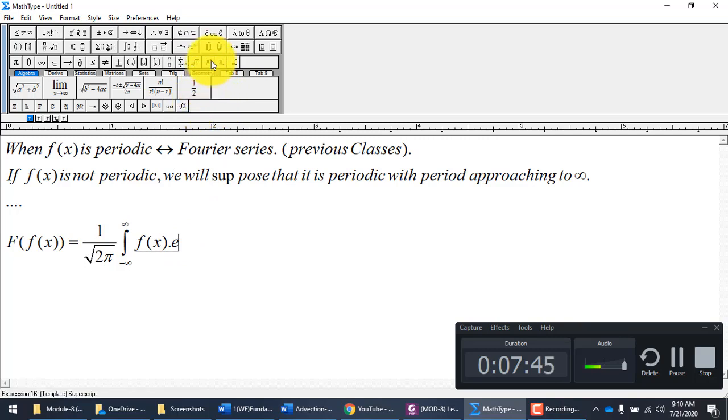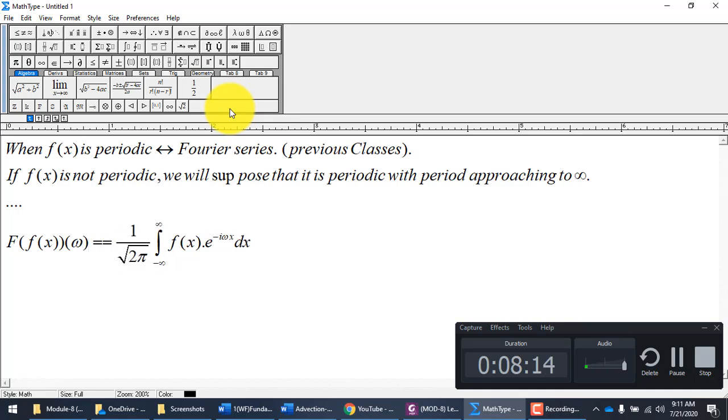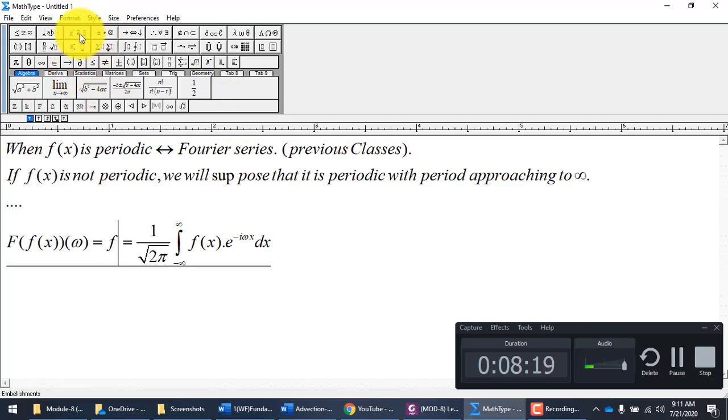If you remember, the kernel of the transform for the Laplace transform was e to the power minus st. Now the kernel is e to the power minus i omega x, this is the transform kernel, dx. This is the actual definition, and the variable of the transform, in Laplace we used s, and in Fourier transform we will use the variable omega throughout the discussion. The short notation for Fourier transform is f cap. You should remember that.